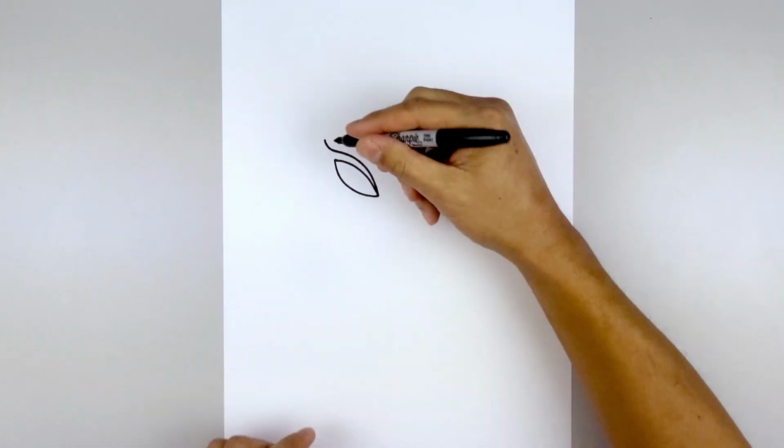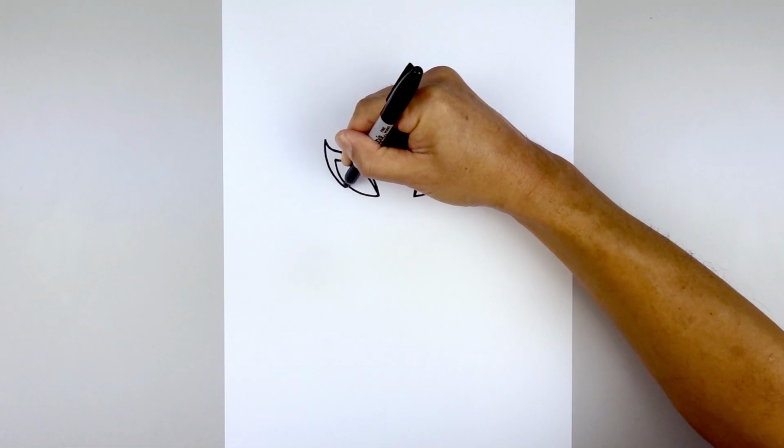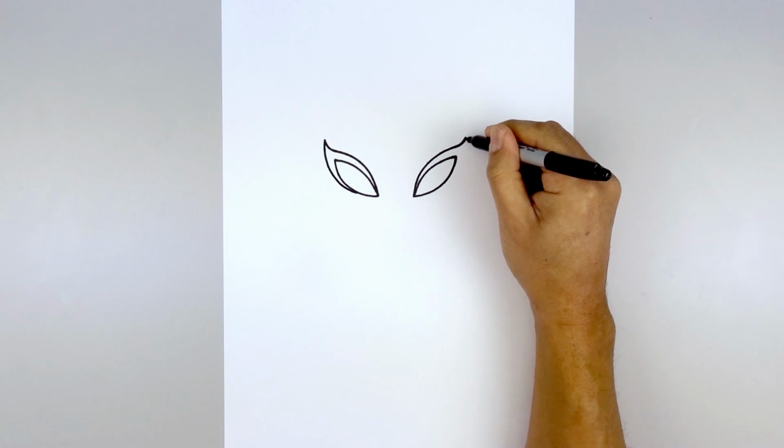Let's draw the lower edge of the trim. Starting back at the top, curve down underneath the eye. I'm just going to blend in towards the bottom of the eye.